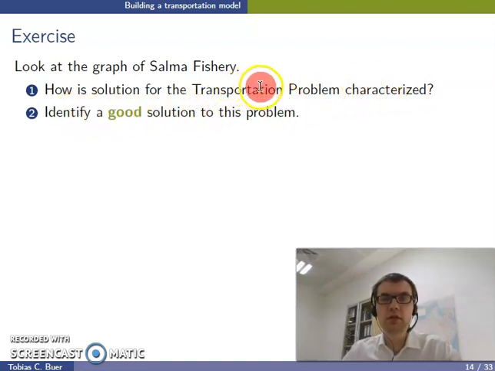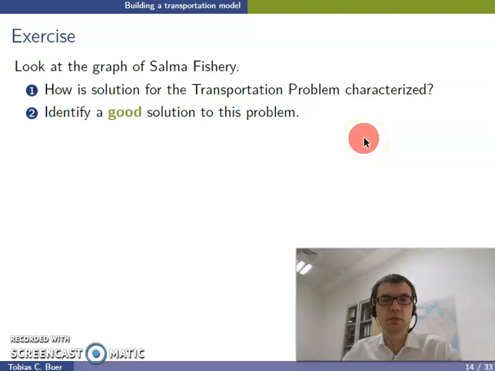Does a solution include the name of the truck driver that is doing the delivery? Yes or no? Is this part of a good solution or not, if we have this problem? And then second, I would like you to try to identify a good solution on your own. So press pause and try to come up with a good solution that solves the transportation problem. It is important that you do this exercise so that you are more sensitive to the characteristics of this problem.